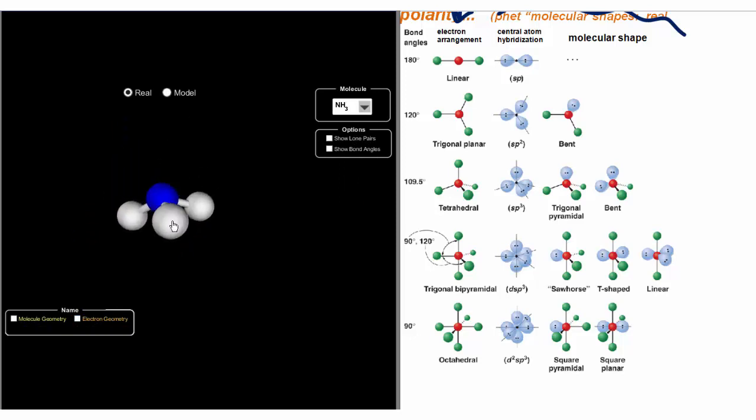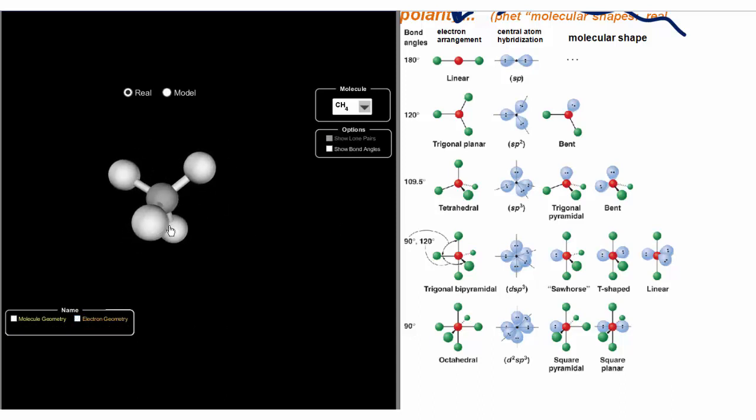Ammonia. What's the molecular shape of ammonia? Trigonal pyramidal. See the triangular base? Trigonal pyramidal. The electron geometry? It has 1 lone pair, so the total is 4, so the electron pair arrangement is tetrahedral.